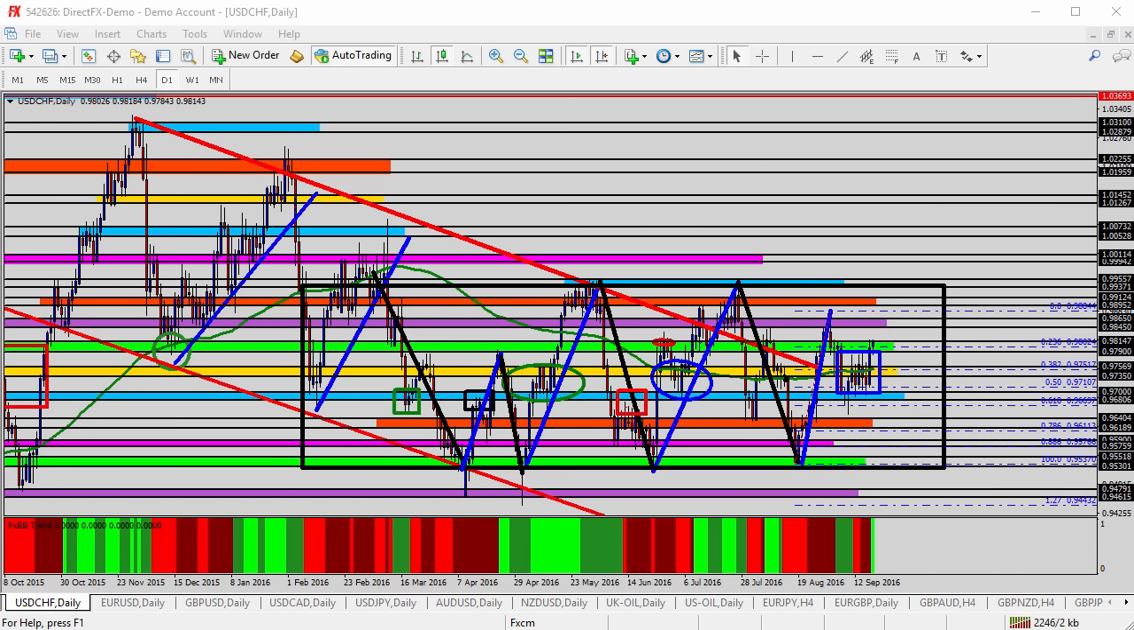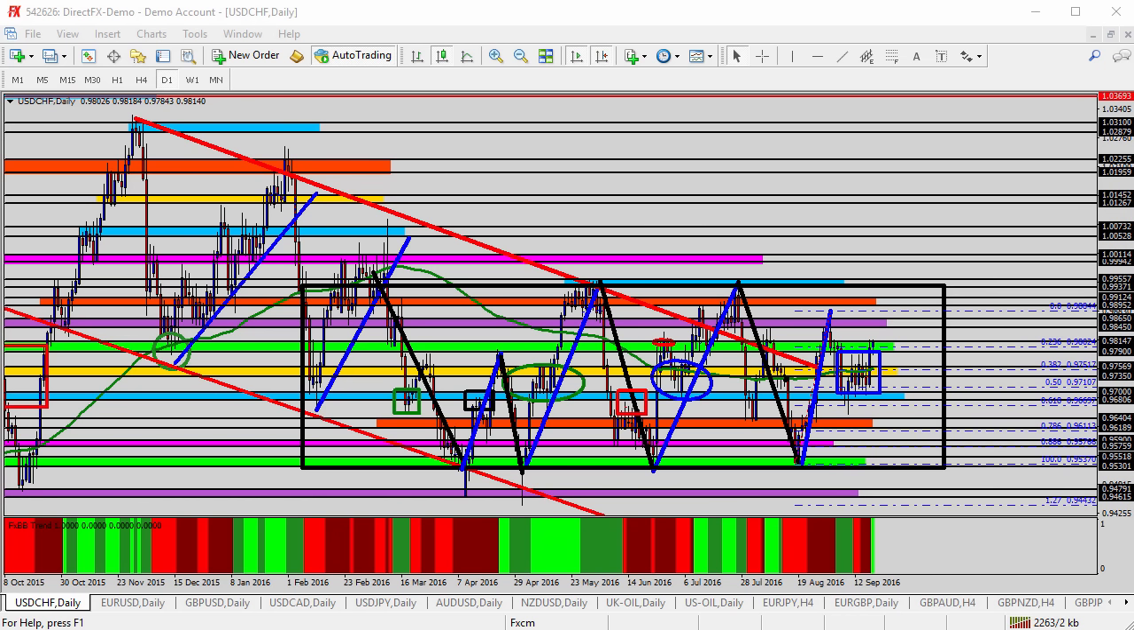Let's go ahead and dive right into the market here on the USDCHF, the dollar franc. On the daily time frame, we've been studying this larger range on the black box on the chart. The market's been bouncing around in this black box basically all year long since the beginning of 2016. In the past week or so, we've been smack in the middle of it.